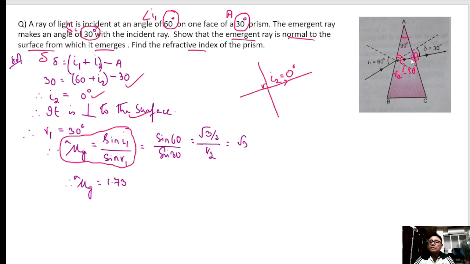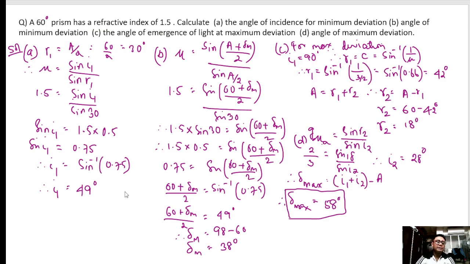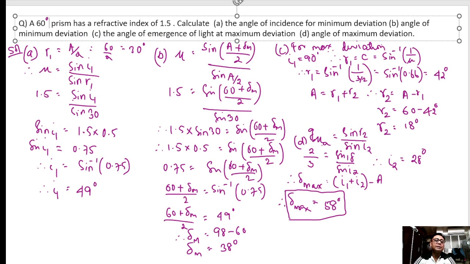Okay, please watch here. This is 90, this is 30, so this should be 60, but we know this is 90 as it is perpendicular. So what is the remaining angle? The remaining angle is 30 degree. That means R2 is 30 degree. So R1 is 30 degree. So we know I1, we know R1. Putting the values, we get the refractive index of the material of the prism. Clear?